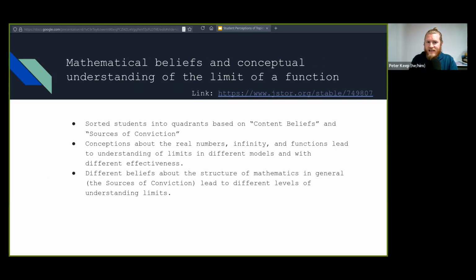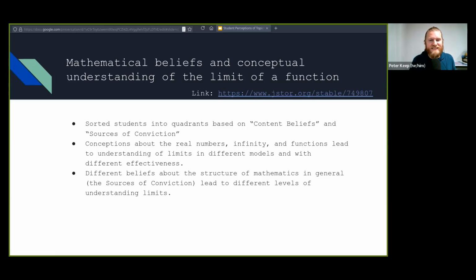The next one that we looked at is the mathematical beliefs and conceptual understanding of limit as a function. This is a 2000 paper. It was published in the year 2000. There's a link in the chat for that. And for this one, they sorted students into quadrants. So we have an axis that represents the content beliefs that the students hold, and then another axis that represents the sources of conviction. These titles, I think, sound so dramatic to me, and I love that.